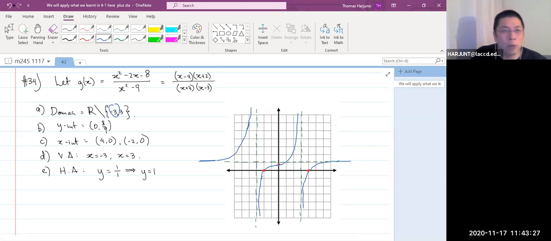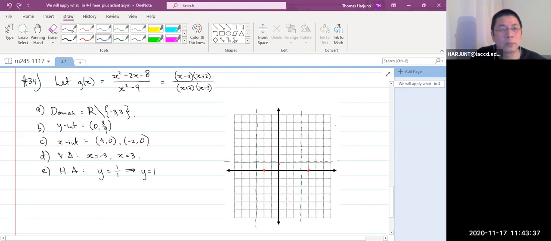Now, to help us better, it would be nice if we can use a sign graph. So let me apply the sign graph here. Part F, sign graph. The critical numbers are 4, 3, -2, -3.